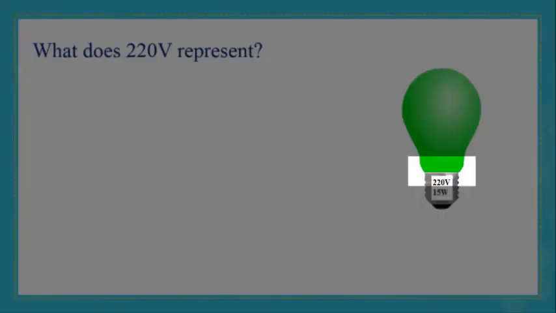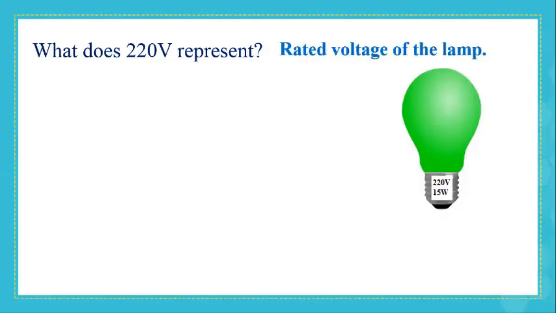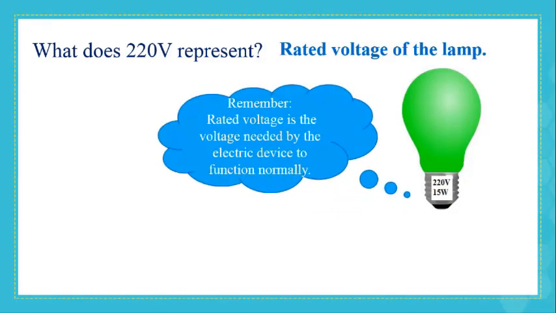When we buy a lamp, we notice certain inscription written on this lamp. What does the inscription 220 volt represent? The rated voltage of the lamp. As we know, the rated voltage is the voltage needed by an electric device to function normally. In this case, the lamp needs 220 volt to function normally.